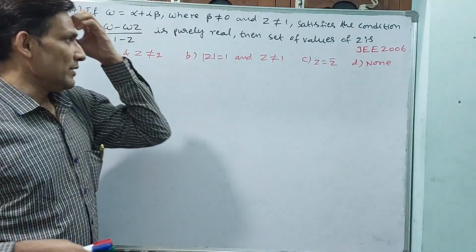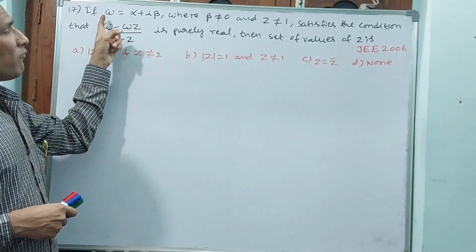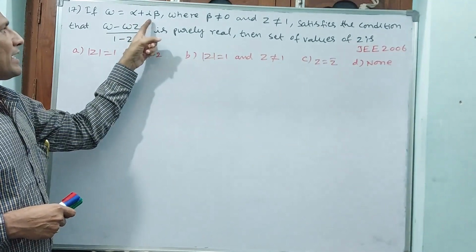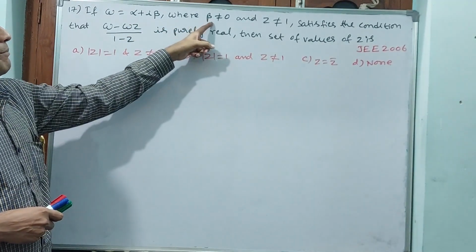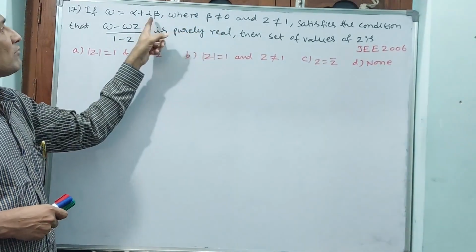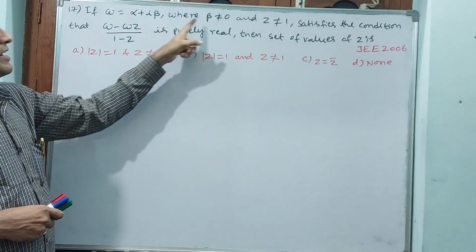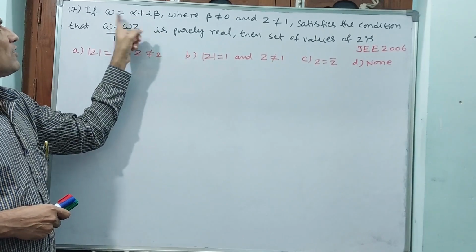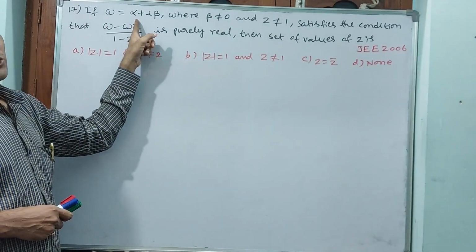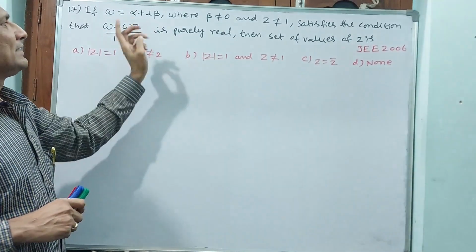Now you see here, if omega is equal to alpha plus i beta, where beta is not equal to 0. Beta not equal to 0 means omega is a complex number. If beta is equal to 0, then automatically omega is equal to alpha. This is going to become a real number. That you have to understand.